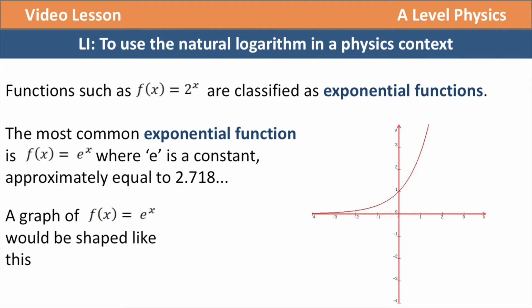Now, a graph of f of x equals e to the power of x would be shaped as shown there on the board. What is important to note is, of course, that it increases steeply, but also when x is equal to 0, then we're going through 1 on the y-intercept. So if you were asked to sketch that graph, that is what you would draw.